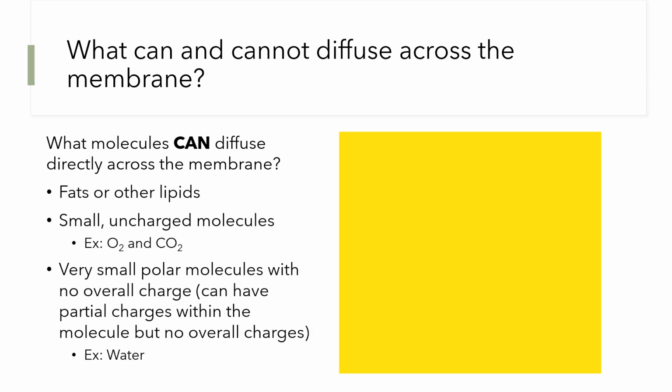So what can? Fats and other lipids, because they're nonpolar. Small uncharged molecules like our gases, oxygen and CO2. Very, very, very small polar molecules with no overall charge. If it's an ion, it has an overall charge, and that's a very different situation. Remember, polar molecules overall are still neutral. However, when we talk about the slightly positive and the slightly negative areas, those can cause problems down the road. So if it's really small and polar, it can make its way through. If it's a normal to large polar molecule, it cannot.